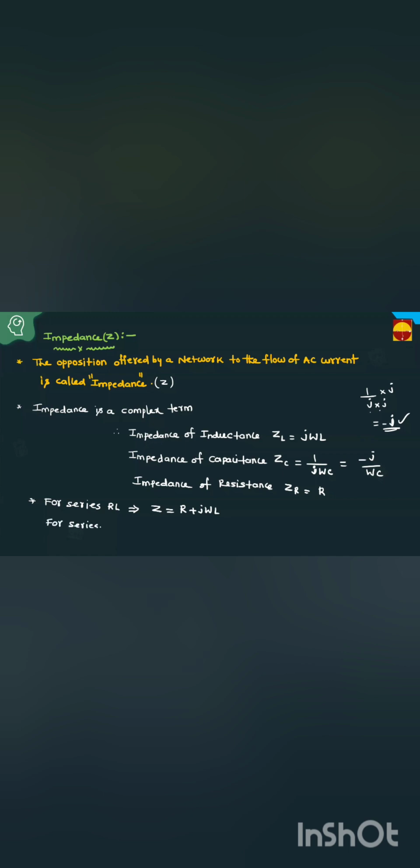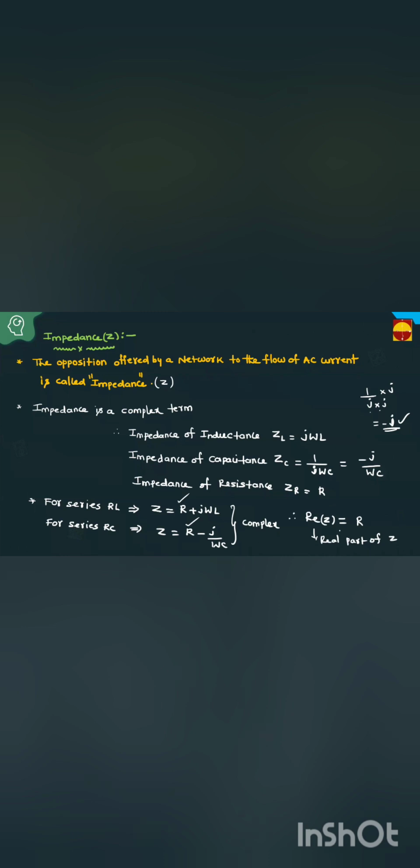For series RC systems, Z equals R minus j by omega C. That is, impedance is a complex term. Then what is the real part of Z? The real part of Z is R, that is the resistance. The real part of impedance is resistance.